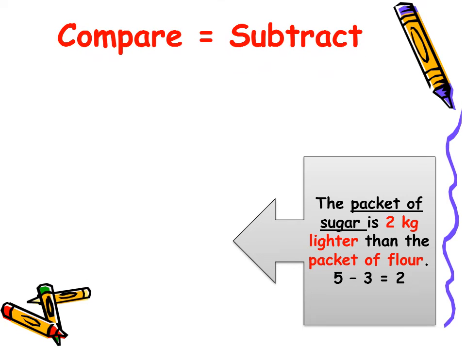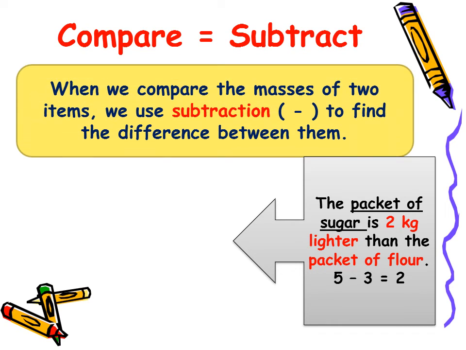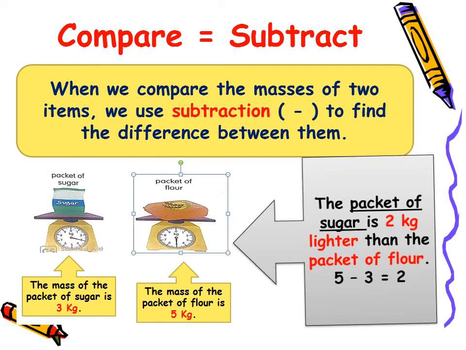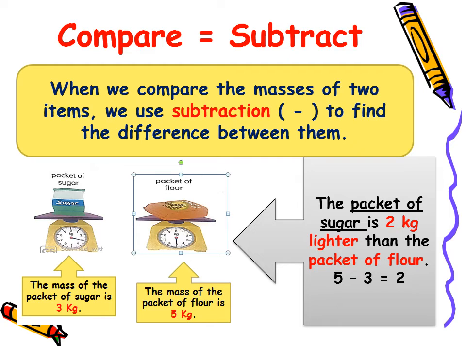To compare means to subtract. When we compare the masses of two items, we use subtraction to find the difference between them. For example, if I have two items like the packet of sugar and the packet of flour, and I want to compare between them and find how much heavier the packet of flour is than the packet of sugar, or how much lighter the packet of sugar is than the packet of flour, I have to use subtraction to find the difference between them.